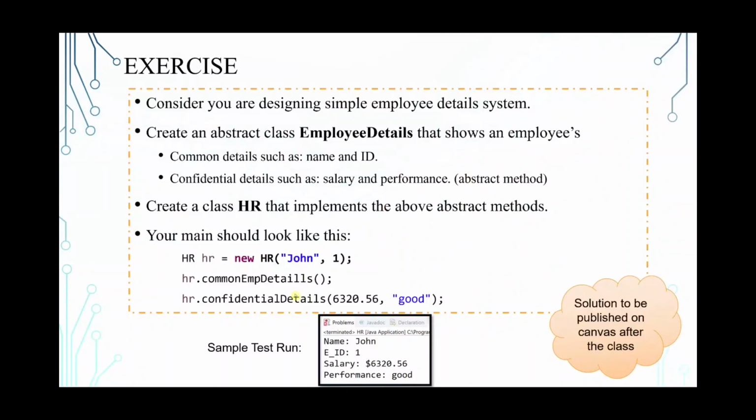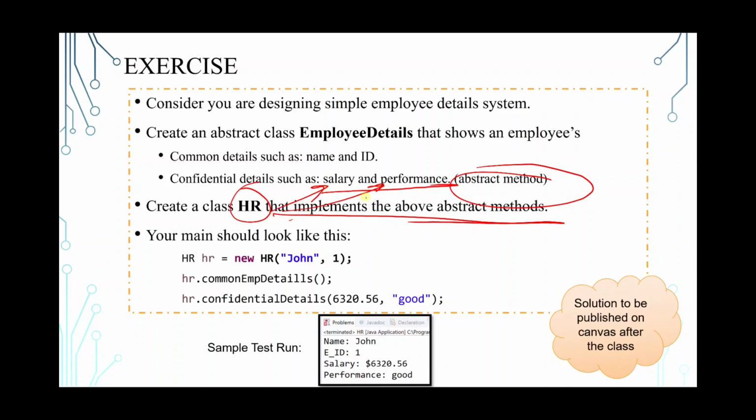Okay, now the final exercise today is, consider you're designing a simple employee detail system. Create an abstract class employee details that shows an employee's common details such as the name and the ID, and confidential details such as the salary and performance. So those are going to be abstract methods, right? And create a class HR that implements the above methods, because the HR can only set what the salary is and what the performance is, right?